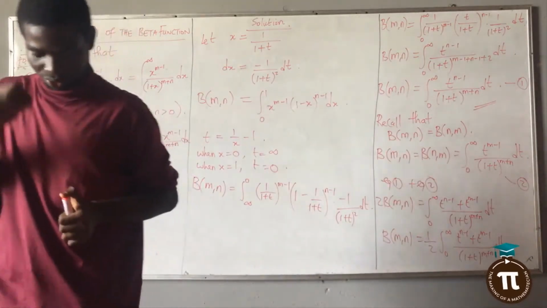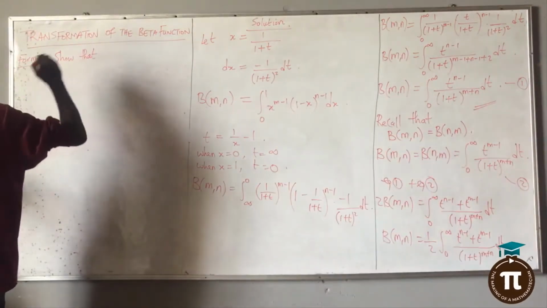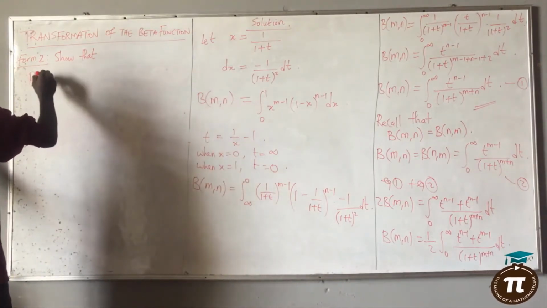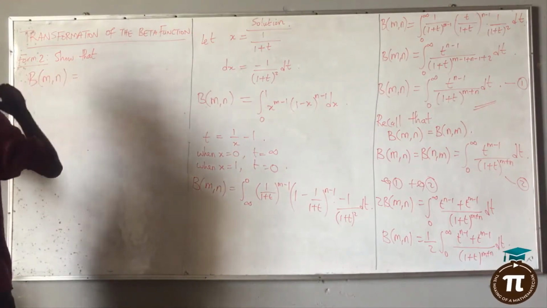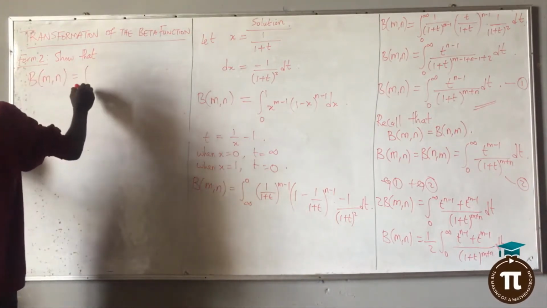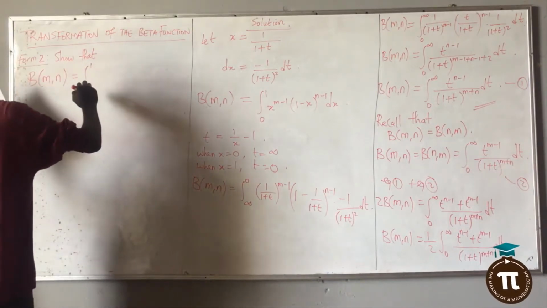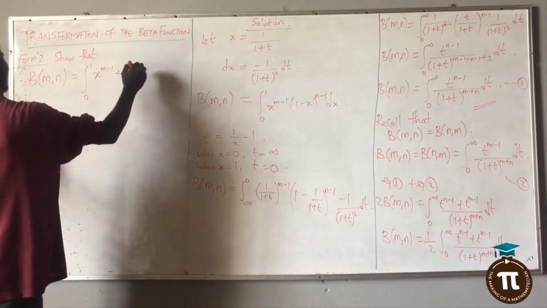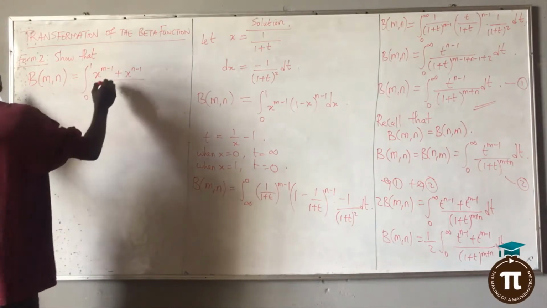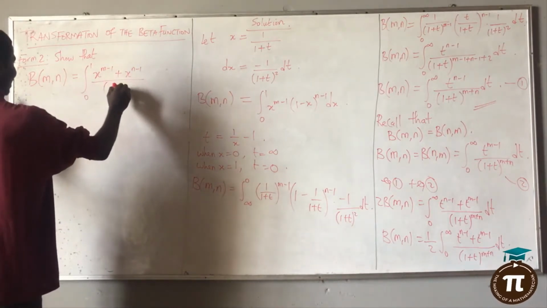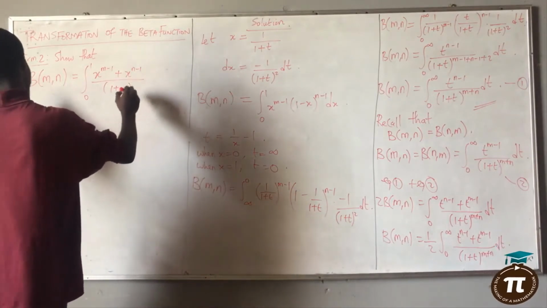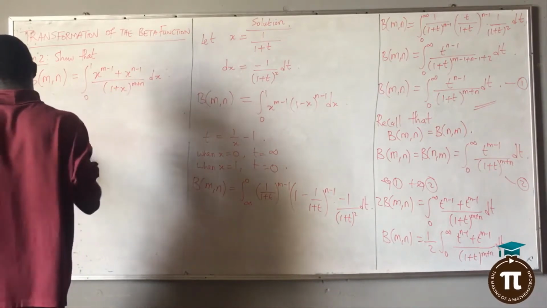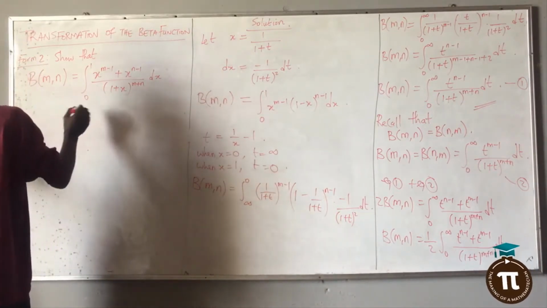So let's go to the second question. Show that beta of m comma n is equal to the integral from 0 to 1 of s raised to the power of m minus 1 plus s raised to the power of n minus 1 all over 1 plus s raised to the power of m plus n, ds. So that's all.